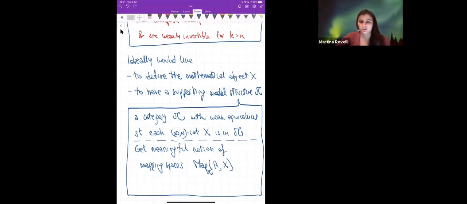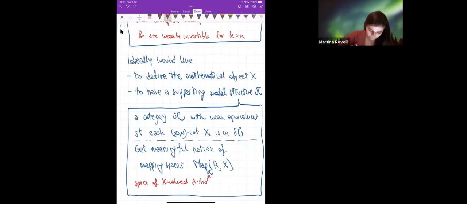You can realize it using Hammock localizations. You can use simplicial and co-simplicial resolutions in one of the two variables. Or if your model structure happens to be simplicial, then you can realize it as a derived Hom. But the point is, I want to think that this space is now the space of X-valued, A-shaped diagrams. So this is a space where one object looks like a little diagram valued into my infinity n category X with shape A.